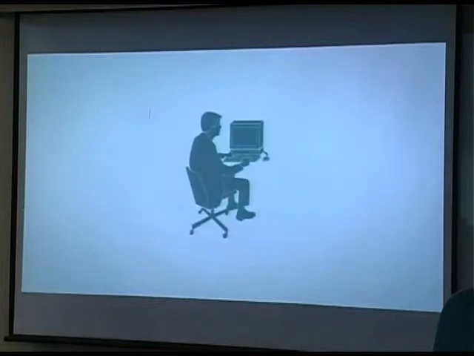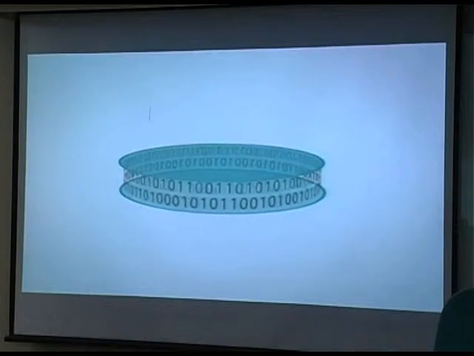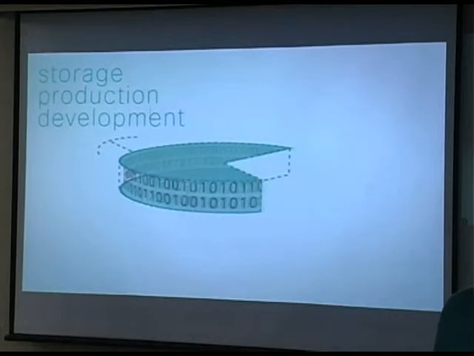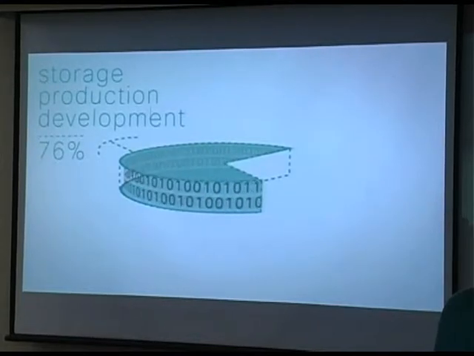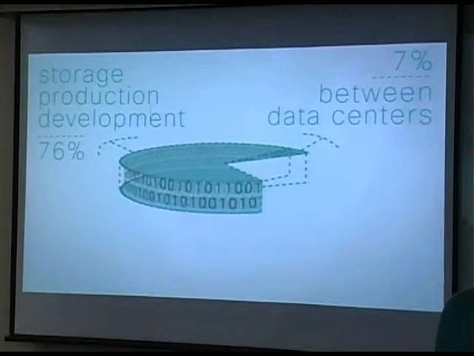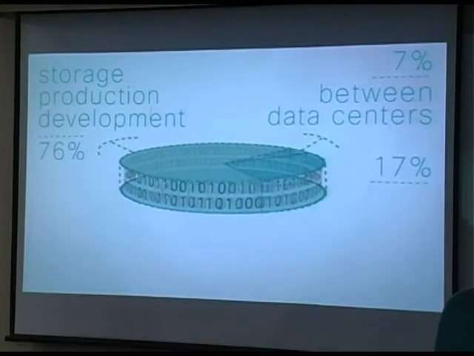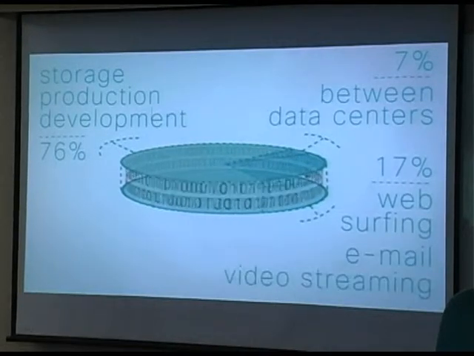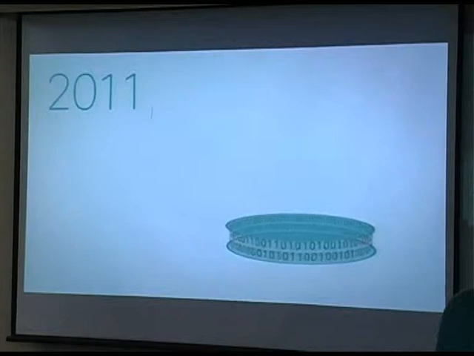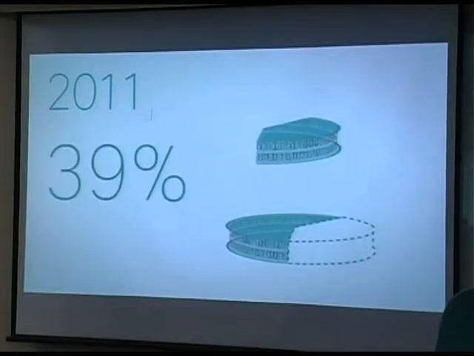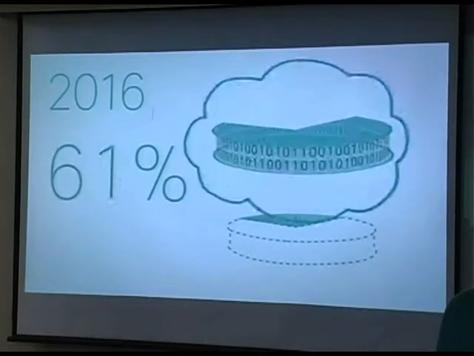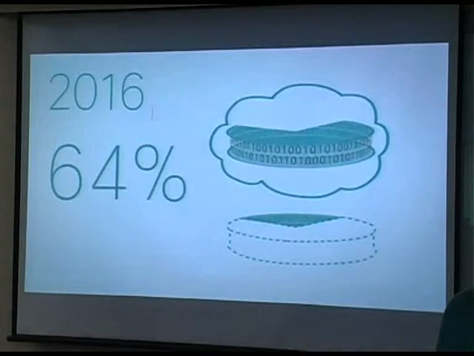The majority of this data center traffic is not generated by end users, but by data center processes and procedures. Storage, production, and development content that stays within the data center makes up 76% of the traffic. An additional 7% of traffic is generated between data centers, while 17% of data center traffic come from end user activities like web surfing, email, and video streaming. In 2011, about 39% of data center traffic came from cloud-based services and solutions. But by 2016, almost 64% of all data center traffic will be in the cloud.